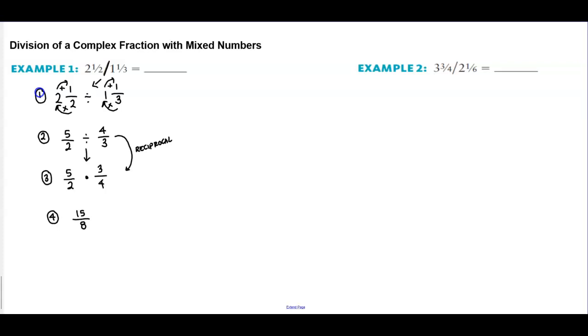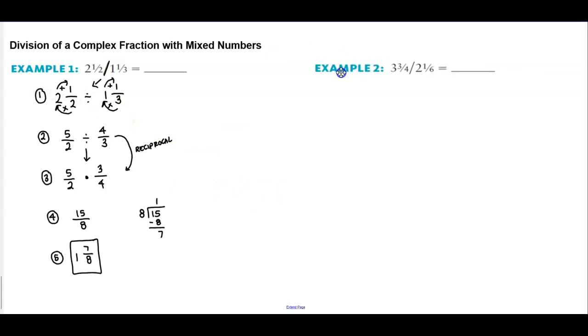And now we're going to convert this improper fraction and write it as a mixed number so it's reduced to lowest terms. So 8 goes into 15 one time. 1 times 8 is 8, and 15 minus 8 is 7. So now we're going to write this as a mixed number: the quotient is 1 with the remainder of 7 over 8. So the result is 1 7/8.